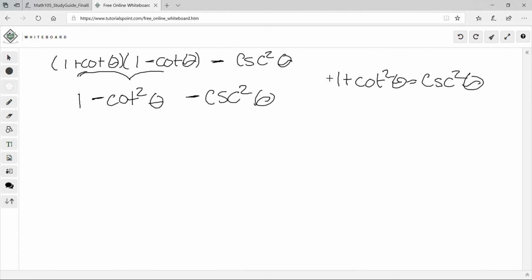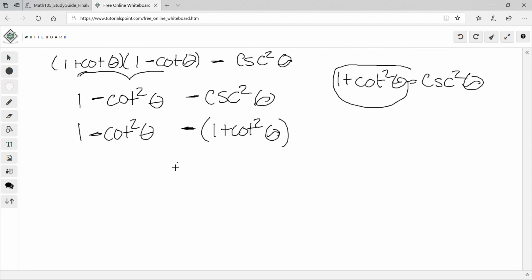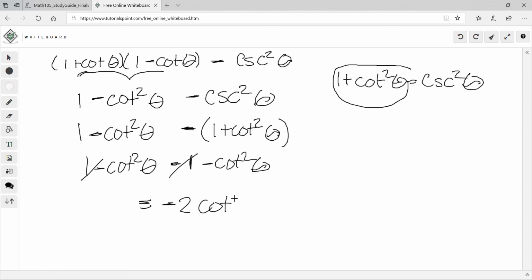So we know that cosecant square theta is this thing, right? So I'm going to distribute this negative and then plug in what cosecant square theta is, which is 1 plus cotangent square theta. FOIL this out, you get negative 1 minus cotangent square theta. Let's say the 1's cancel, so you're left with negative 2 cotangent square theta.